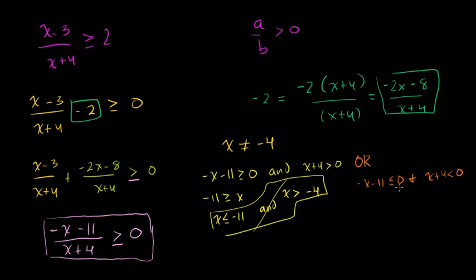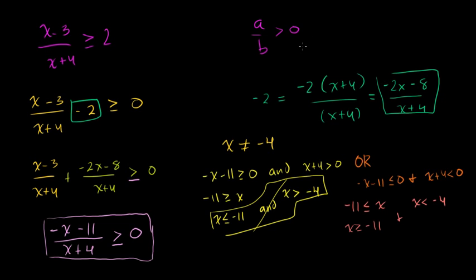So for both of them to be negative, or the numerator could also be equal to 0, if we add x to both sides of this, we get minus 11 is less than or equal to x. Or we could say that x is greater than or equal to minus 11, just swapping them around. Over here, if we subtract 4 from both sides, we have x is less than minus 4. And this is an "and", so x has to be greater than or equal to minus 11 and less than minus 4, which is exactly what we came up with in the last problem.